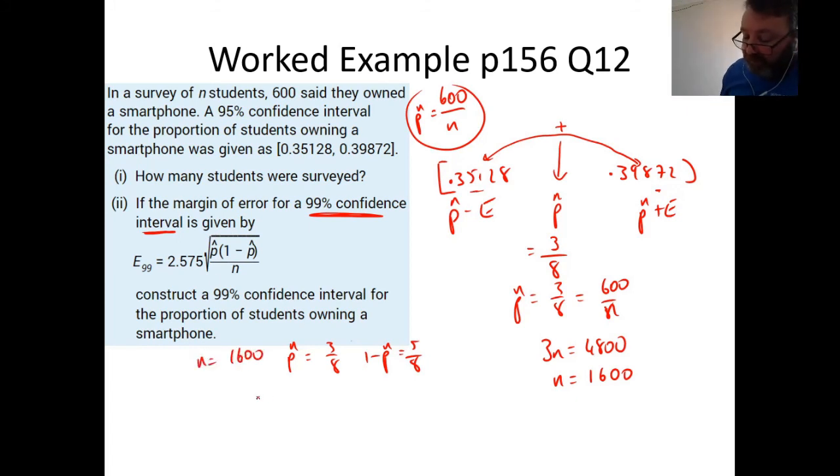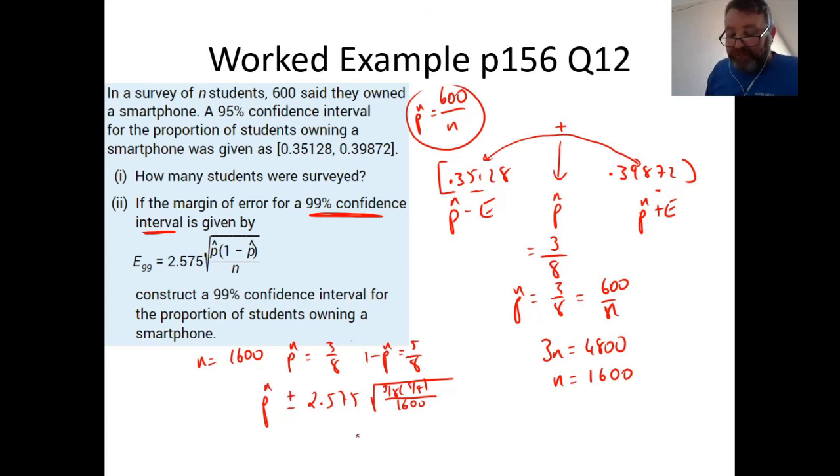So now, using this formula here, we get 2.575 multiplied by the square root of 3 over 8 times 5 over 8 over 1600. Okay, now what's that? That's the margin of error. But what's the 99% confidence interval? Well, it's p hat plus or minus that margin of error. If they want the 99% confidence interval, you work out the margin of error and you add it and subtract it from the successful fraction, the fraction representing successes out of your sample.